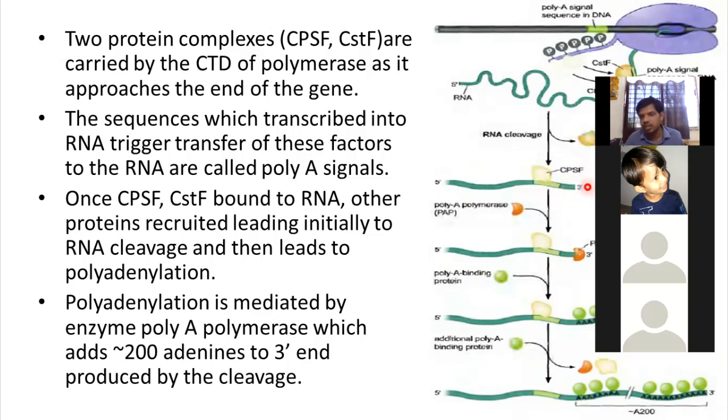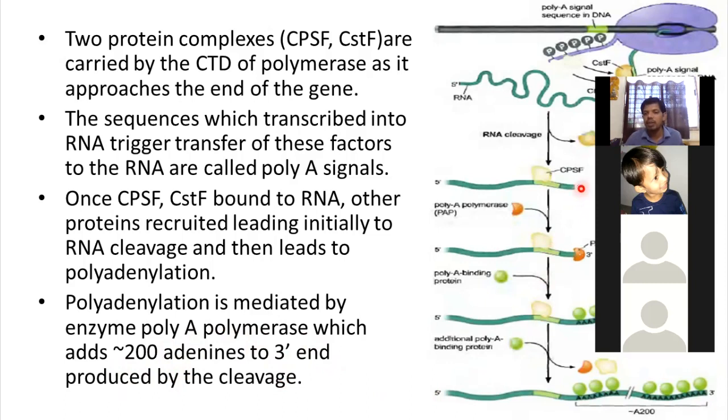How it will add the adenine residue, we will see one by one. But here, first of all, once CPSF and CSTF are bound to the RNA, other proteins are recruited, leading initially to RNA cleavage and then to polyadenylation. Polyadenylation is mediated by the enzyme PAP, poly A polymerase, which adds approximately 200 adenine residues over the 3' end of a particular mRNA, which is produced by the cleavage.